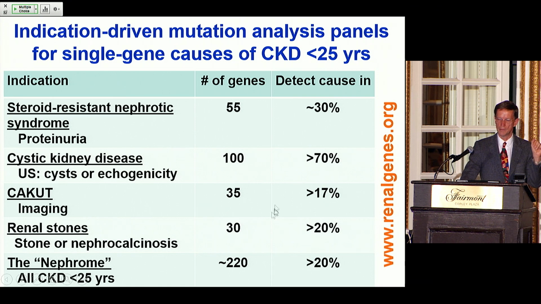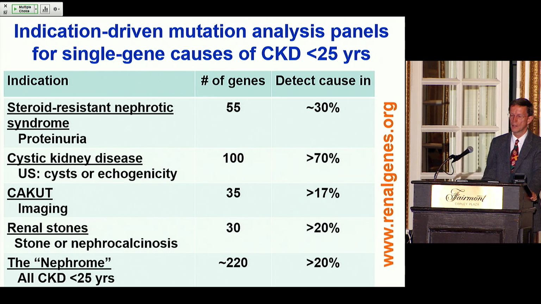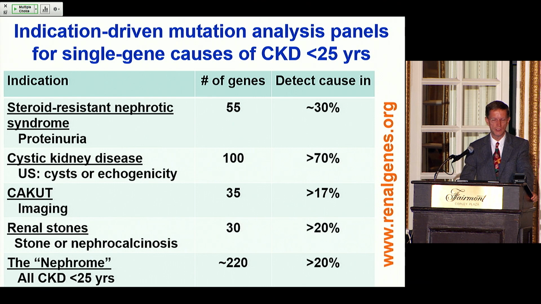In congenital anomalies, there's about 17% likelihood of finding a monogenic cause. In renal stones, this is probably a little too high, 7 to 18%. So overall, there's an almost 20% likelihood in this age group to find a monogenic cause for chronic kidney disease, which can have many, many consequences for the management of these patients. And luckily, increasingly, insurers will see that and will pay for that.